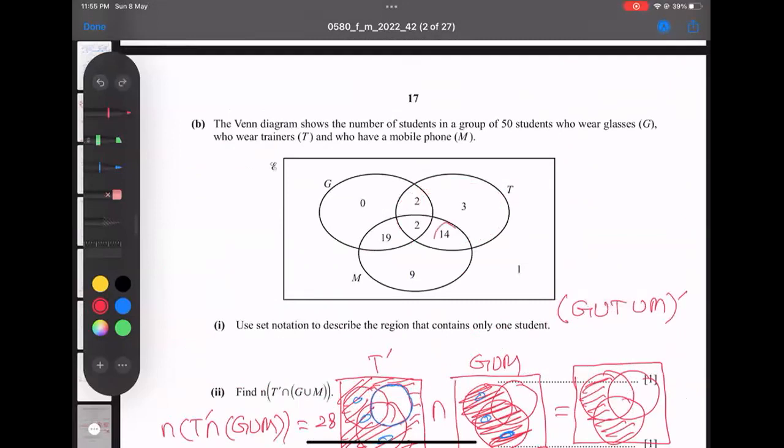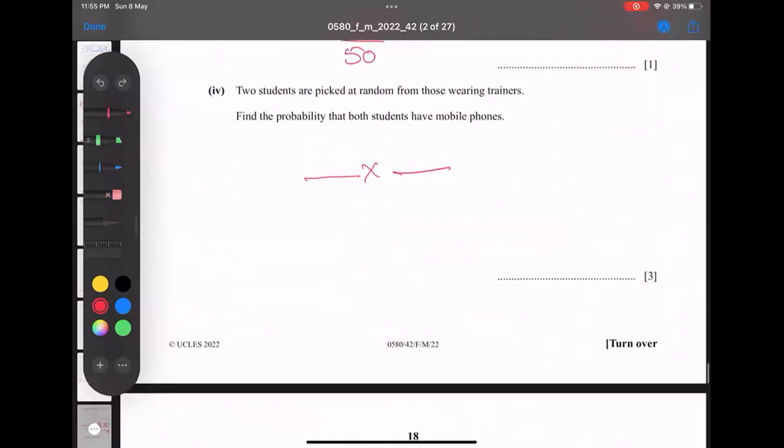So if you add 14 plus 4, 18, 18 plus 3 becomes 21. So it means I will talk about this circle only. I will not care about others. So 21 comes in the denominator. 21 here and 20 here. Why 20? Because when you pick from 21, one reduces, so it becomes 20.